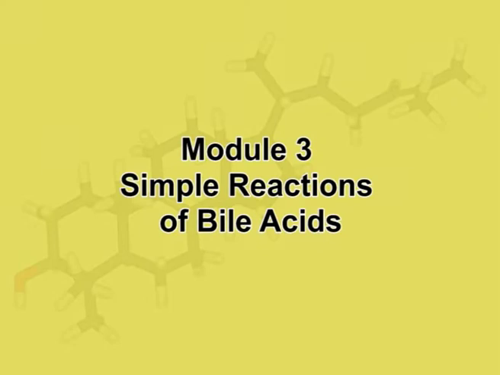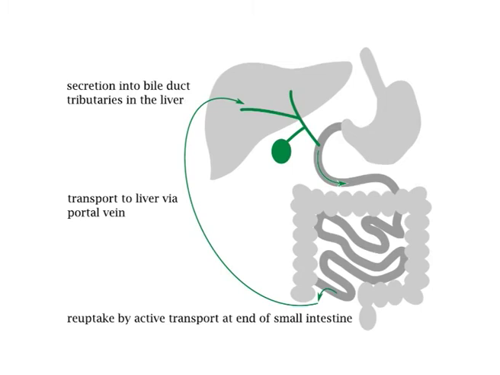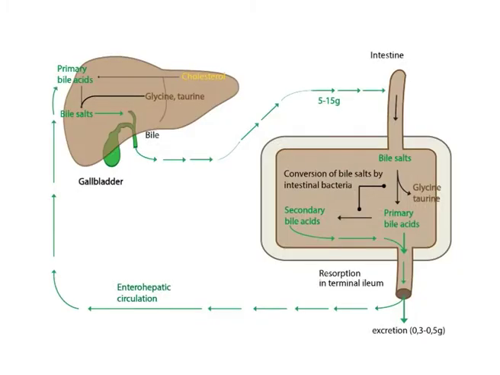Now let's move on to module number 3, which is simple reactions of bile acids. Bile acids are steroid acids found predominantly in the bile of mammals and other vertebrates. Different molecular forms of bile acids can be synthesized in the liver by different species. The bile acids are produced from metabolism of cholesterol in the liver. Primary bile acids are those synthesized by the liver. Secondary bile acids result from bacterial actions in the colon.